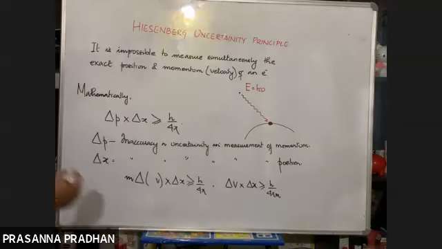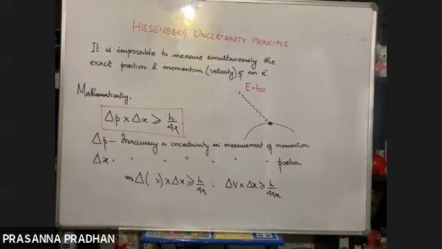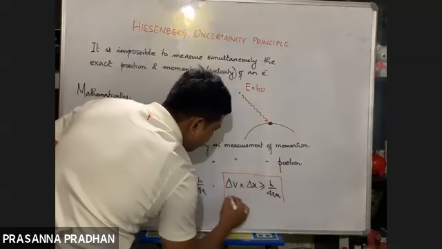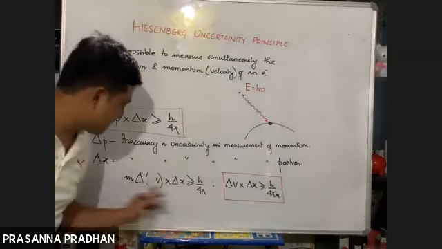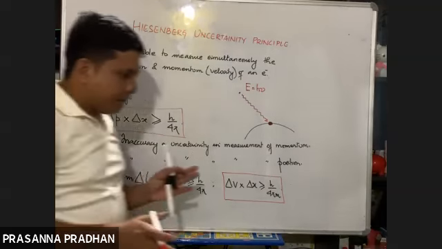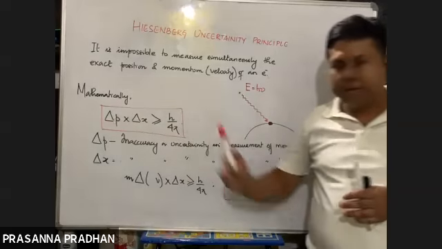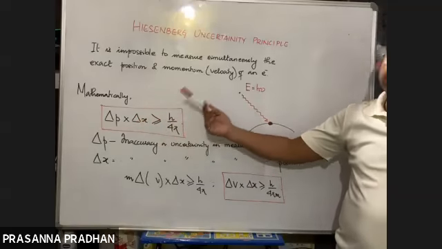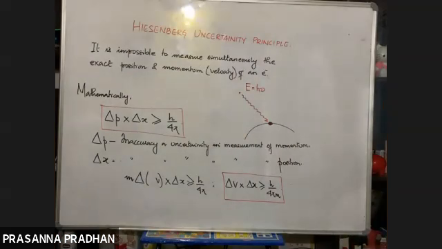So this might come in your objective MCQ. This is one form of the Heisenberg uncertainty principle in terms of momentum and position. This is another form of the Heisenberg uncertainty principle in terms of velocity and position. Remember, delta p is the uncertainty in the measurement of momentum, and delta x is the uncertainty in the measurement of position. h, as we all know, is Planck's constant. So this was all about the Heisenberg uncertainty principle.